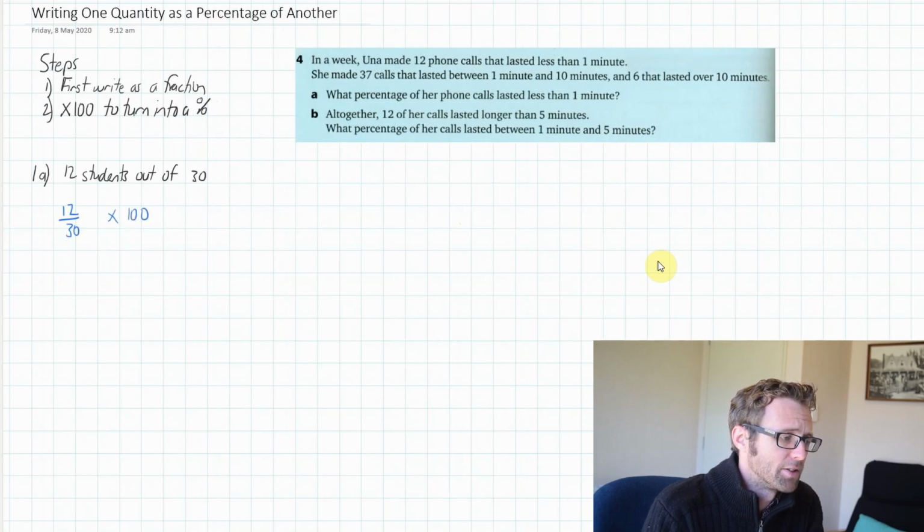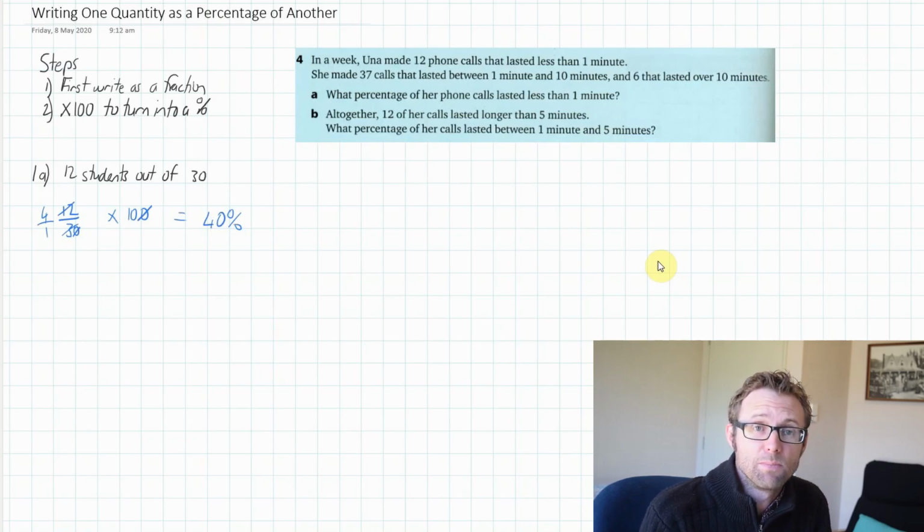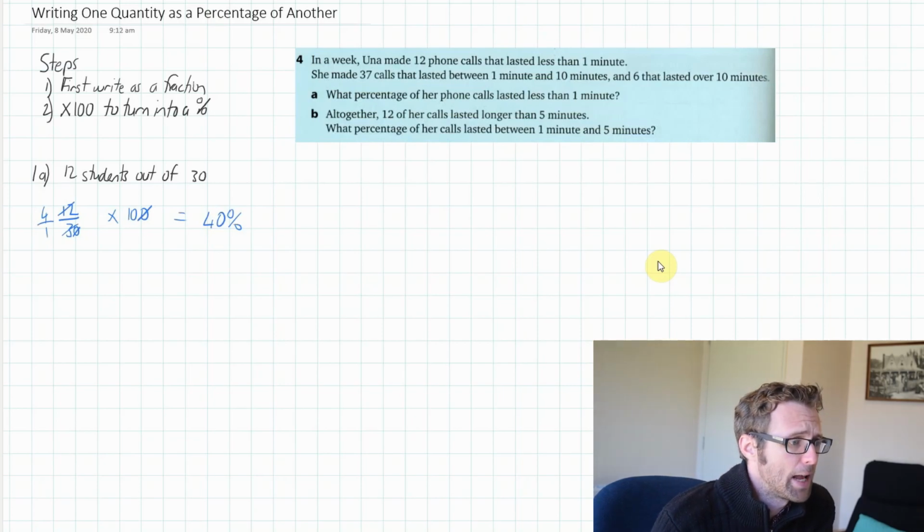Okay, now this is nice and easy. I can cancel a 10 out from here. And I can go, well, 12 over 3 is equal to 4 over 1. And so I'm going to get 40%. Now, another way of doing it, if you're struggling with the mental math, you can, of course, do it on your calculator. In IGCSE, you have a calculator in the exam.